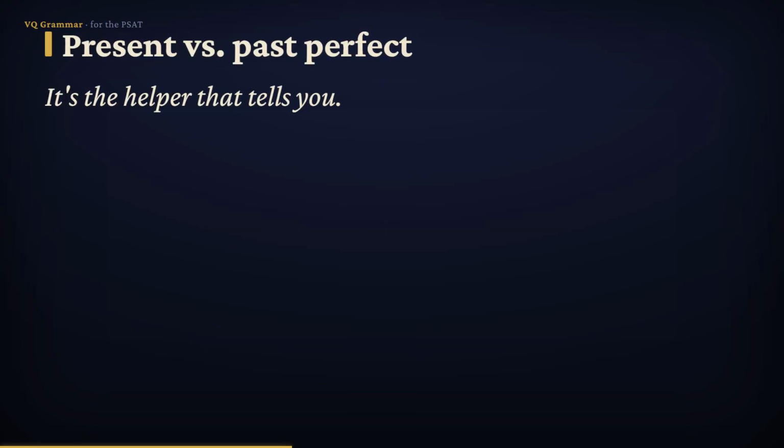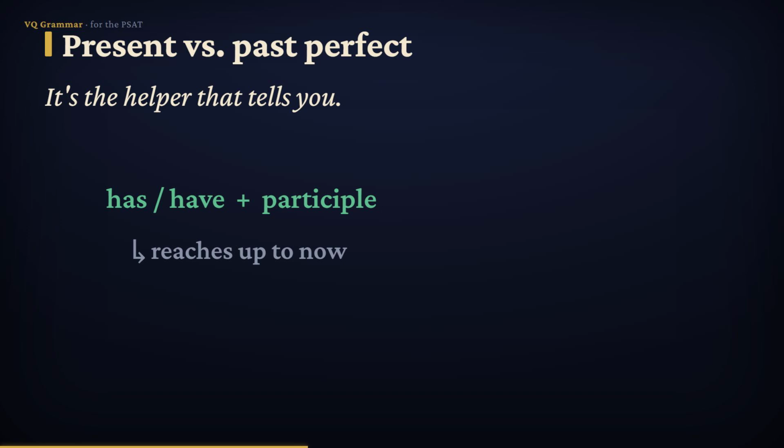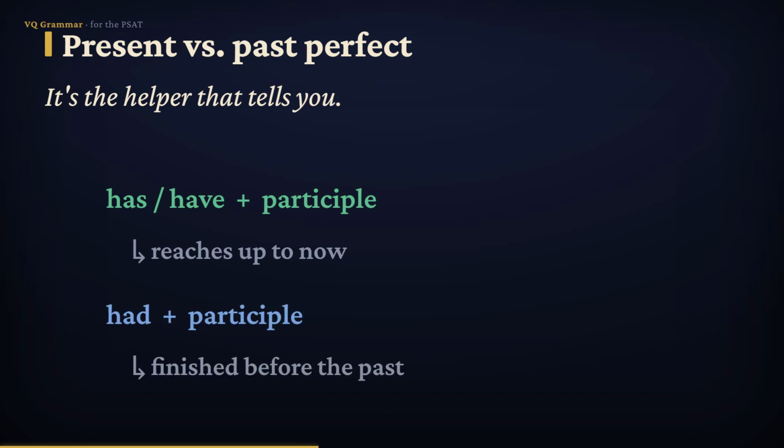So here is the whole contrast, and it lives entirely in the helping verb. If the helper is has or have, you are in the present perfect, and the action reaches up to now. If the helper is had, you are in the past perfect, and the action was finished before some other point in the past. Same past participle either way, only the helper changes. Has or have, present perfect. Had, past perfect.